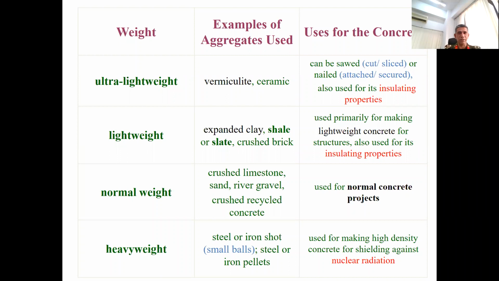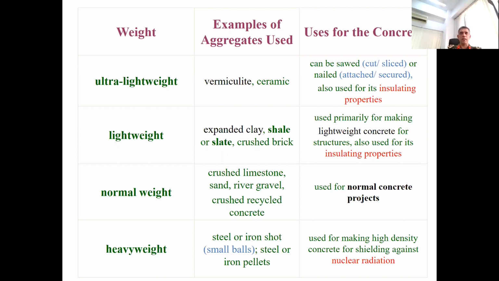In the next slide we'll see the picture of the vermiculite. And then where this vermiculite is used: vermiculite can be sawed. Sawed means it can be cut, or sliced, or it can be nailed. That means it can be attached or secured to some wall. Normally the main purpose of using ultra lightweight aggregate is for insulating purpose, because ultra lightweight aggregate has some insulating properties. We'll see that in this slide.